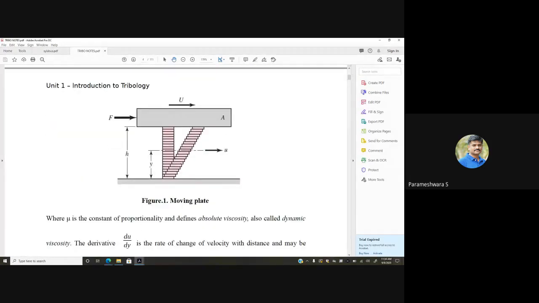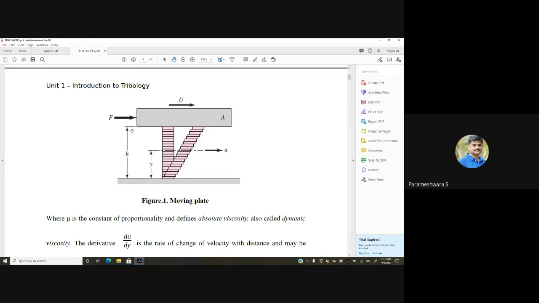So consider this diagram. There are two plates. The bottom one is a stationary one, and the above one is a moving plate. In between, the surface is filled with a lubricant. This portion is filled with a proper lubricant, and a force is being applied to the upper plate, and this plate moves with velocity u, whereas the bottom plate is stationary.